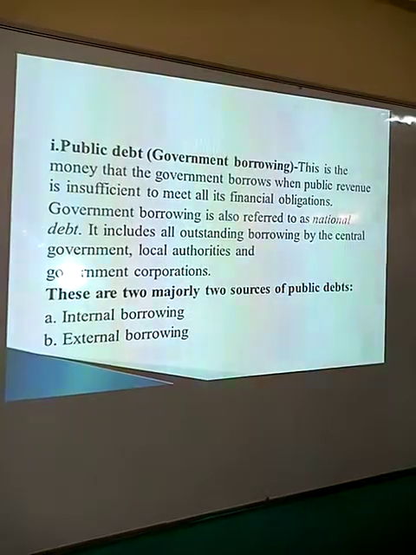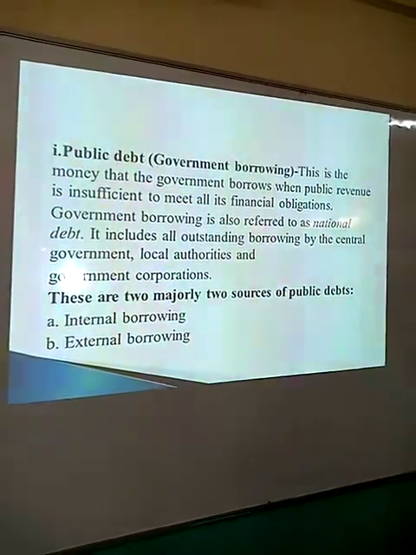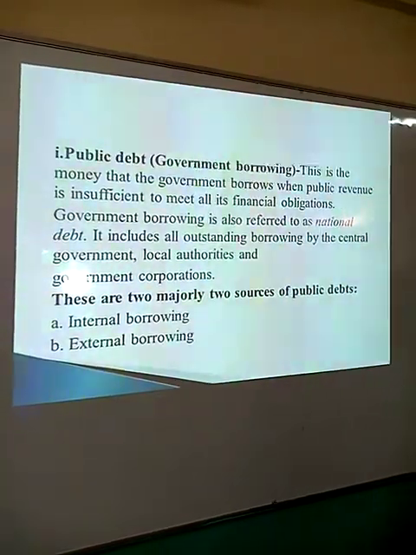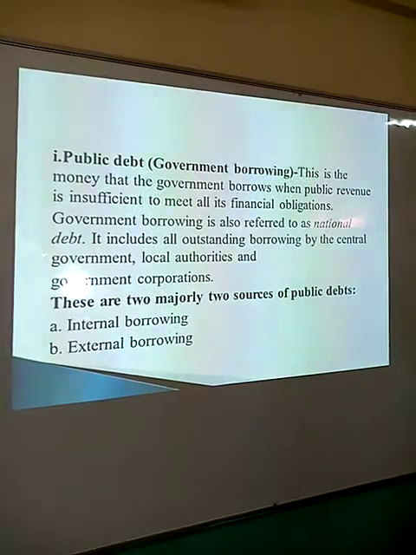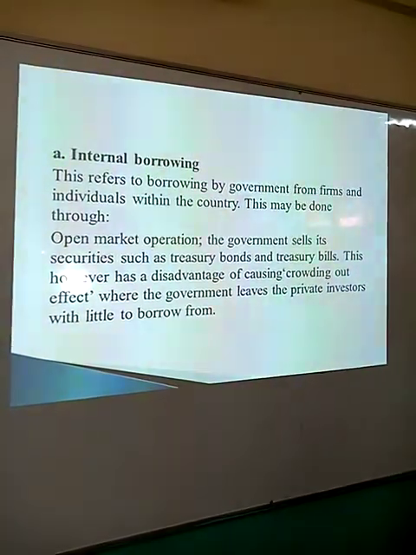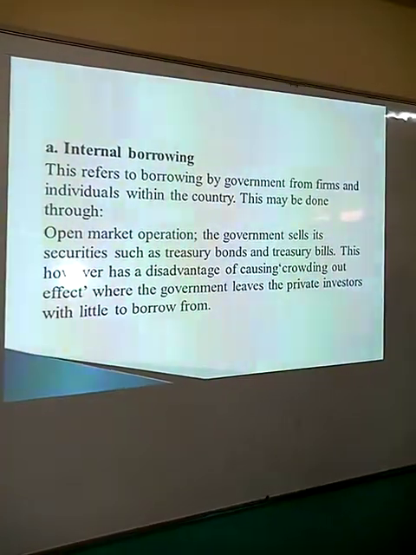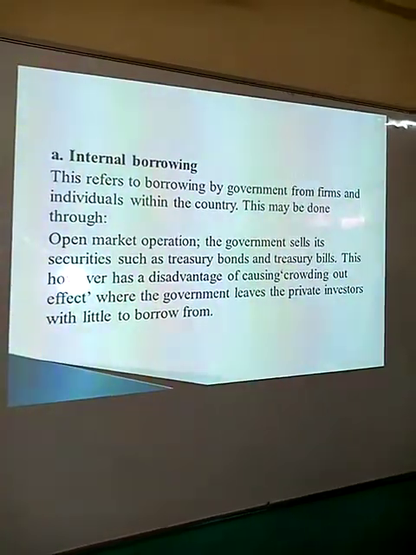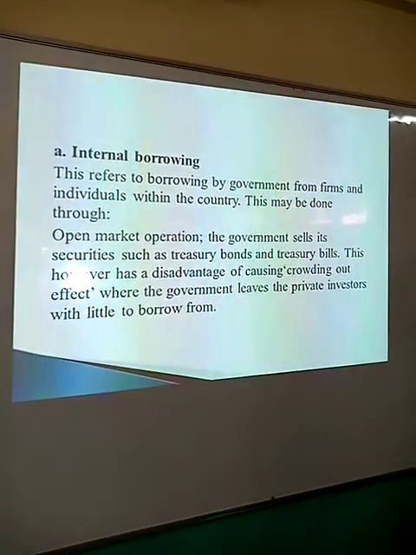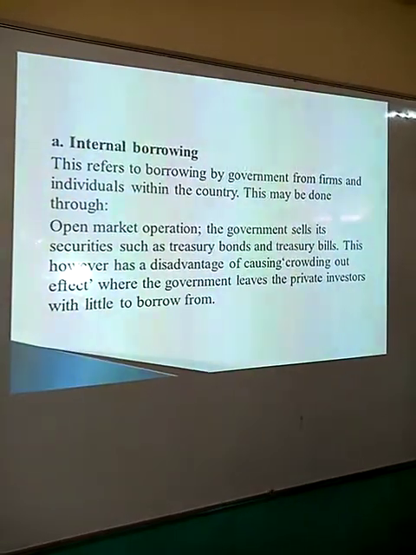When we talk about internal borrowing, we are talking about borrowing from within. When the government is not borrowing from beyond the borders of our country, then it means that we are doing internal borrowing. External borrowing is when the government is borrowing from outside. I think our country, we all know, is in an indebted situation because of certain loans that were borrowed from outside, but we're not getting into that.